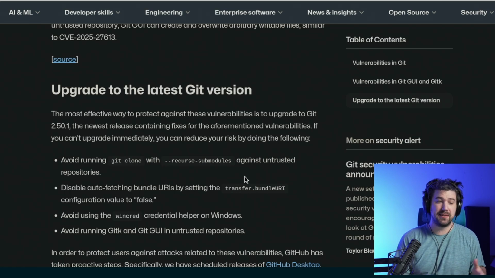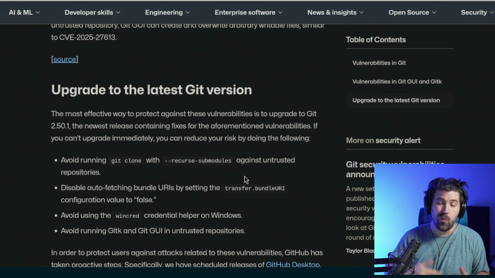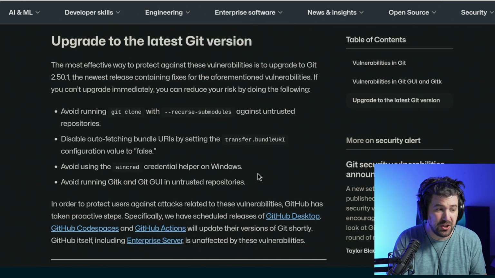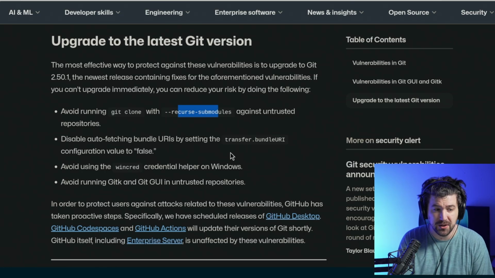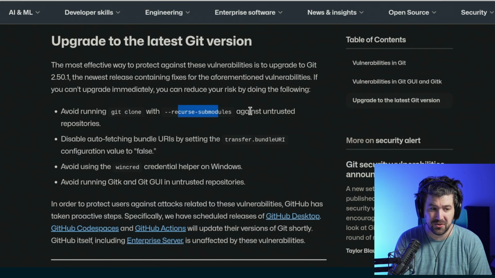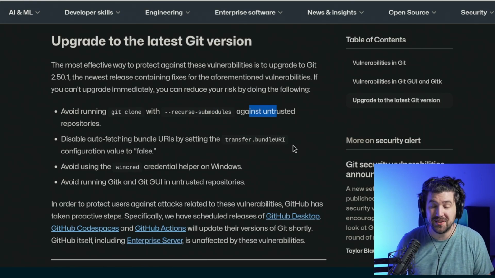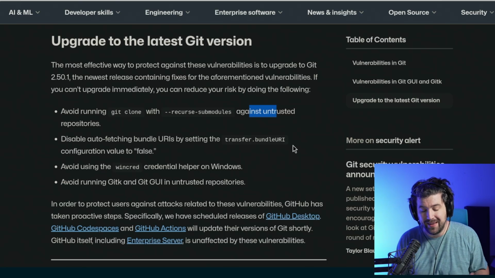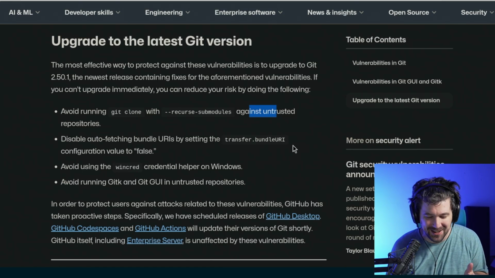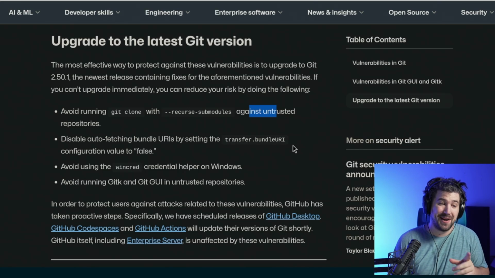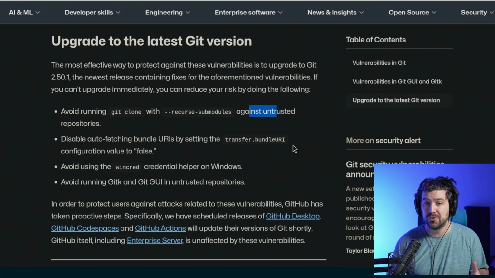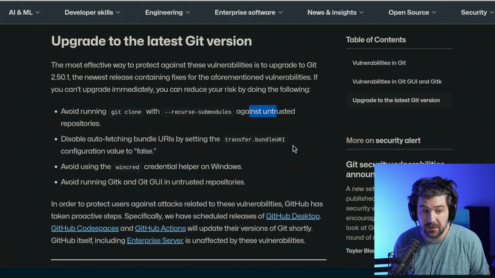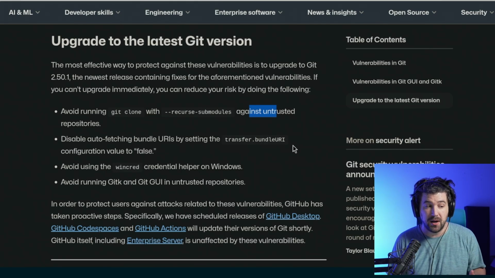GitHub actually gave us a couple recommendations. While you're waiting on updating versions, you can do these things right here. Avoid running git clone with the recursive submodules against untrusted repositories. Basically, it's an untrusted repository that's going to script that. Well, I don't know. Don't do it against one of my repositories because I might play around trying to run arbitrary code as well. But if it's not me, don't do it against untrusted repositories because those are the ones that are going to try to craft a symlink with those submodules.